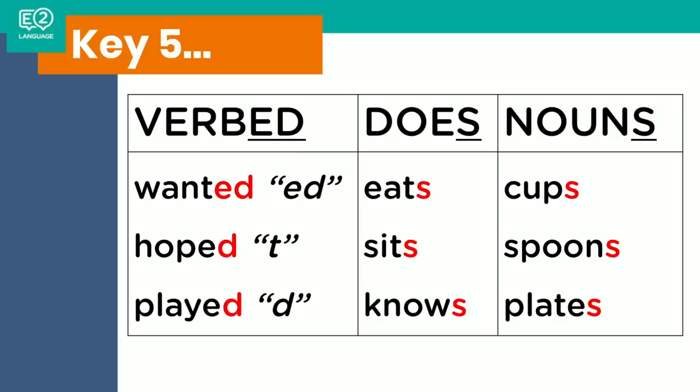Same thing with he, she, it, eats. Or he, she, it sits. S, s. Or he, she, it knows. S, s. I need to make sure that I hit that s sound appropriately. And it's the same thing with plural nouns. More than one cup, two cups. More than one spoon, two spoons. Plates, etc.